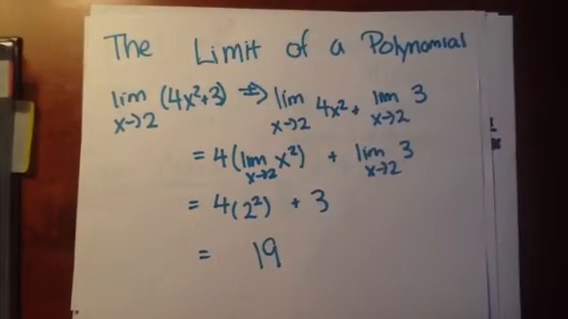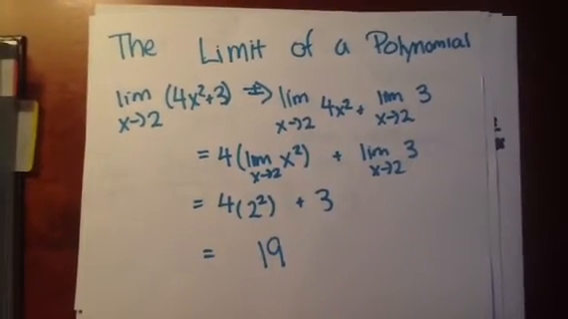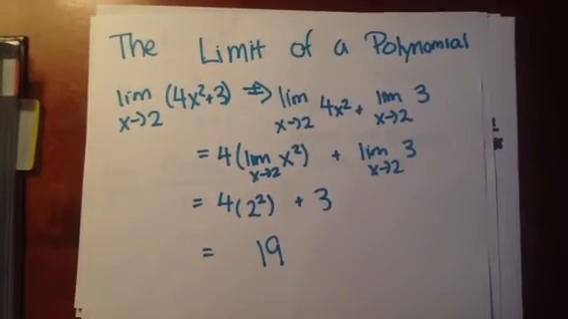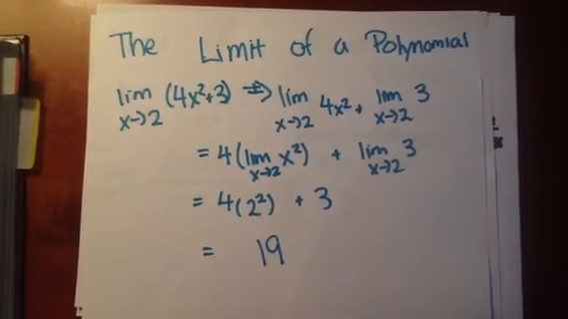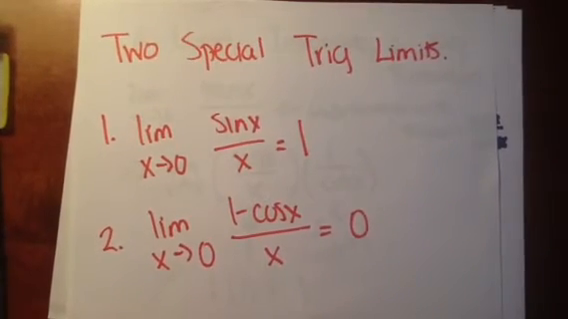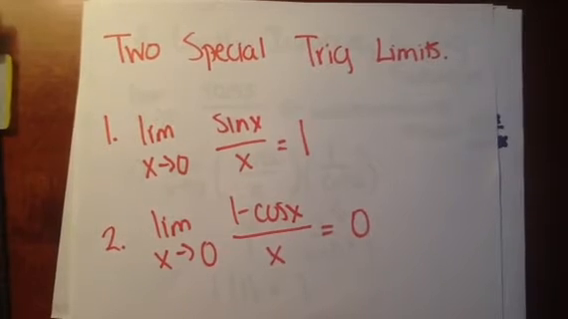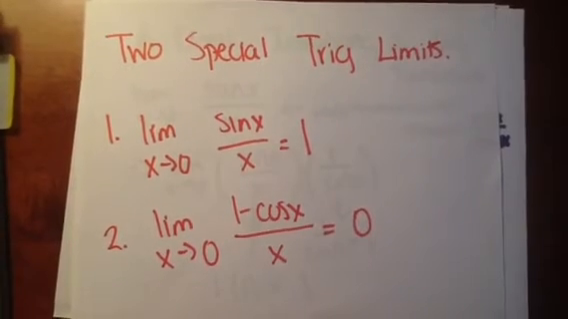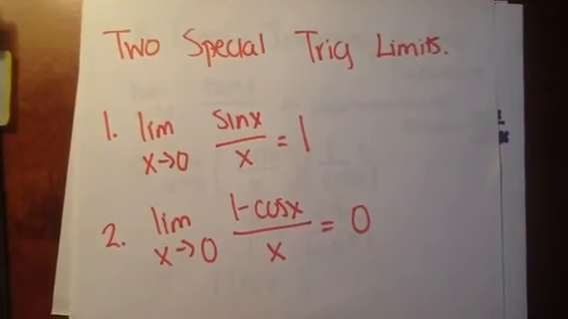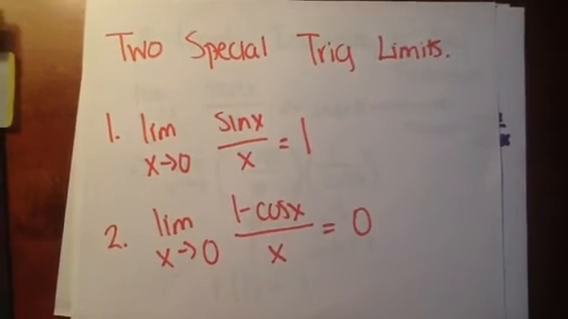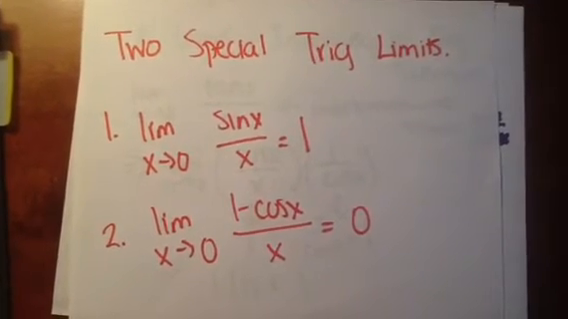To find the limit of a polynomial, such as the limit as x approaches 2 of 4x squared plus 3, all you have to do is plug in the number and then simplify. Two special trigonometric limits that are worth knowing are the limit as x approaches 0 of sine of x over x equals 1, and the limit as x approaches 0 of 1 minus cosine x over x equals 0.